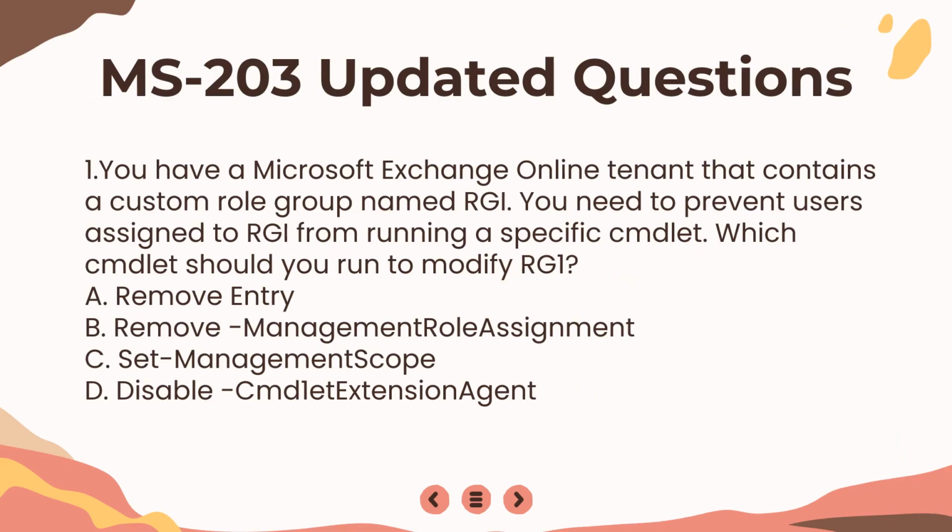1. You have a Microsoft Exchange Online tenant that contains a custom role group named RG1. You need to prevent users assigned to RG1 from running a specific cmdlet. Which cmdlet should you run to modify RG1? A. Remove-Entry. B. Remove-ManagementRoleAssignment. C. Set-ManagementScope. D. Disable-CmdletExtensionAgent.